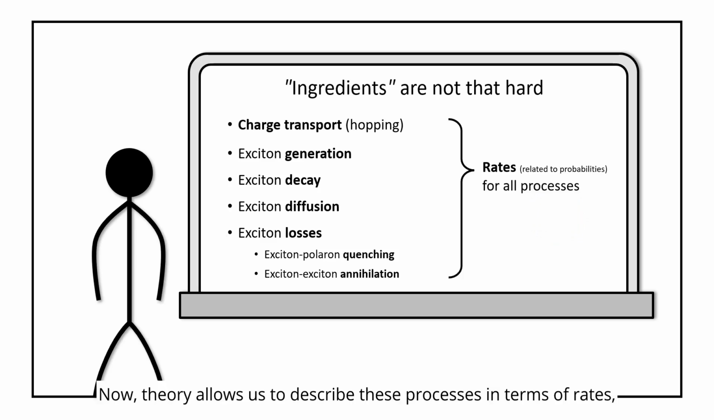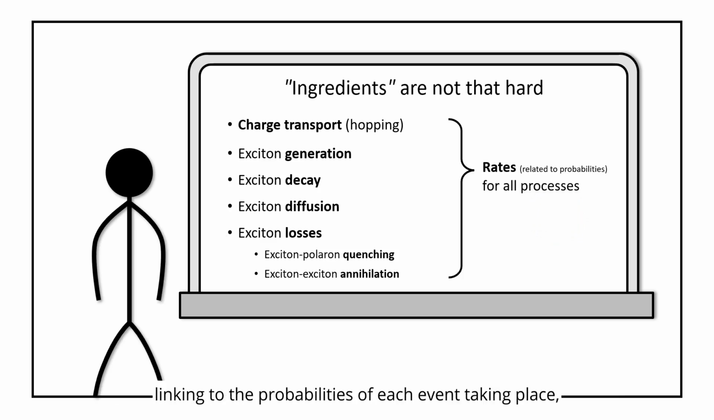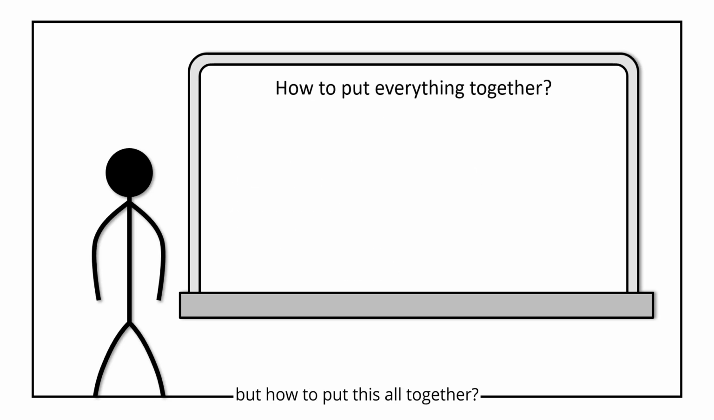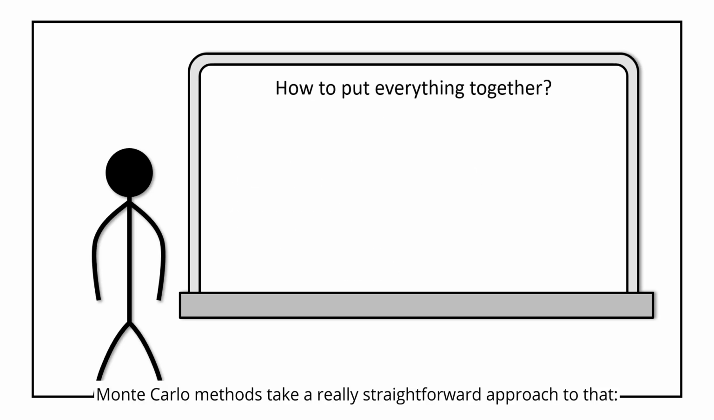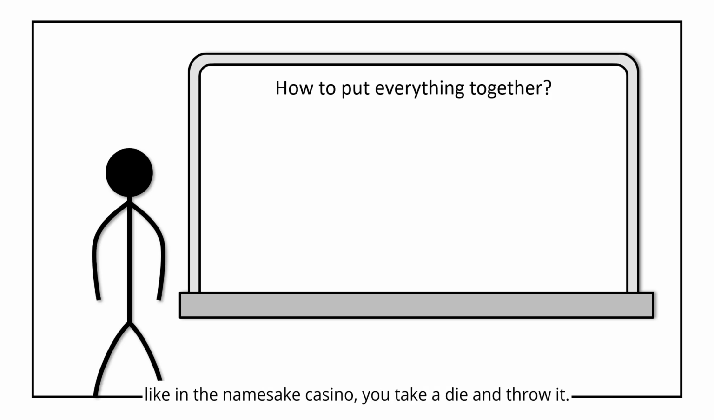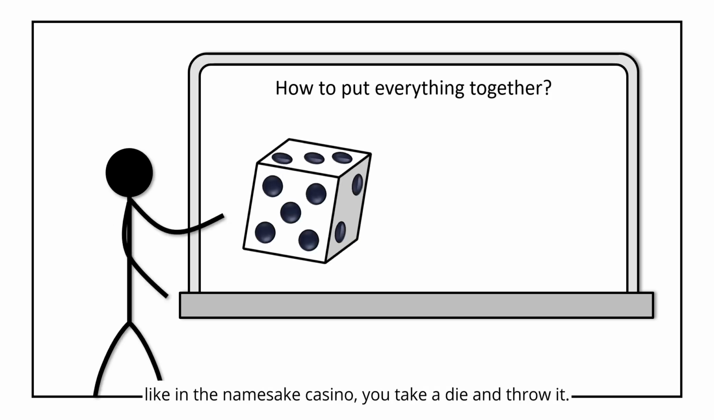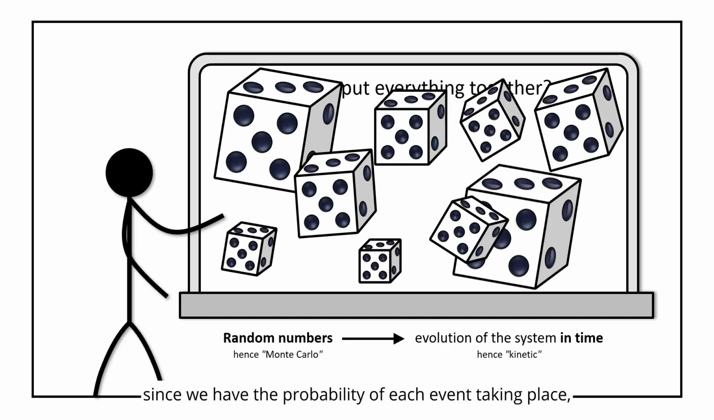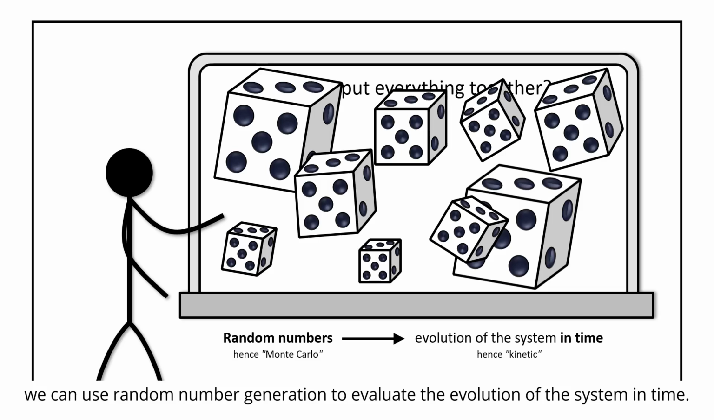Now, theory allows us to describe this process in terms of rates, linking to the probabilities of each event taking place. But how to put this all together? Monte Carlo methods take a really straightforward approach to that. Like in the namesake casino, you take a die and throw it, and repeat the process over and over and over again. In more scientific terms, since we have the probability of each event taking place, we can use random number generation to evaluate the evolution of the system in time.